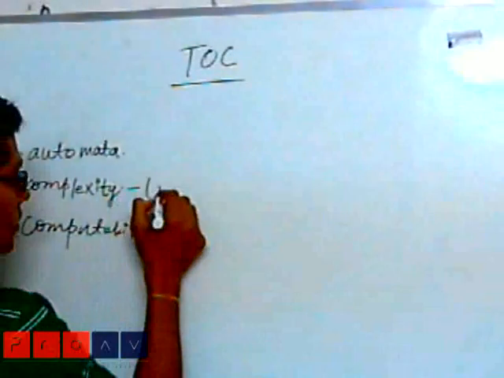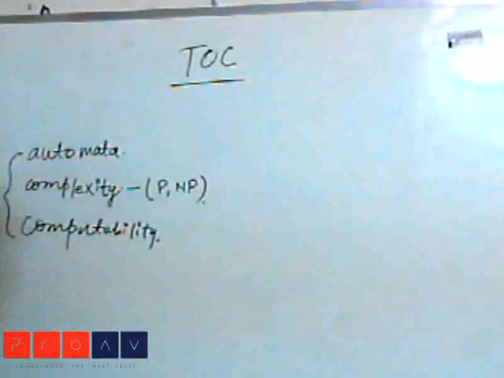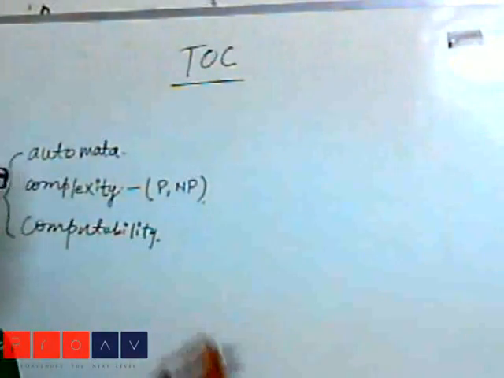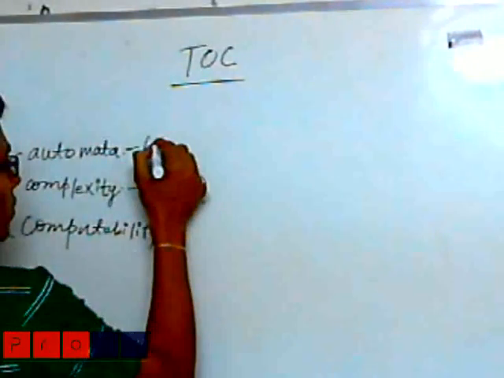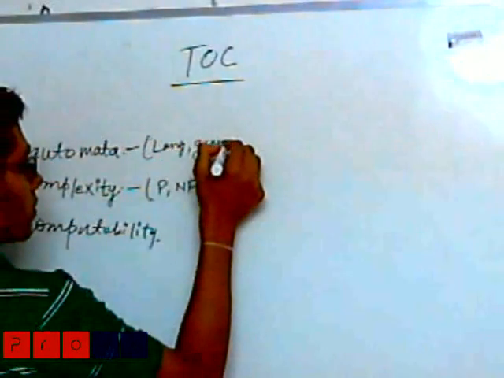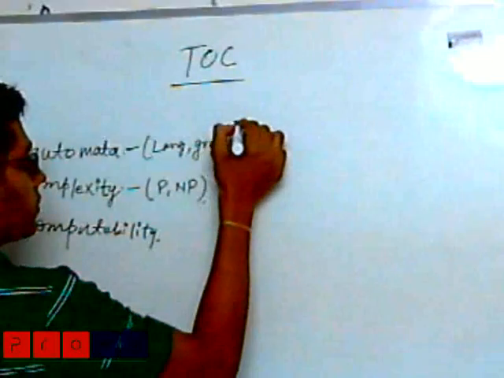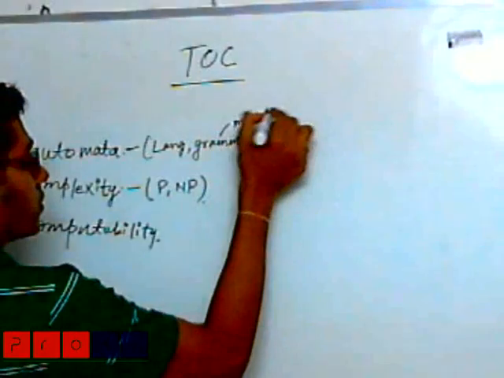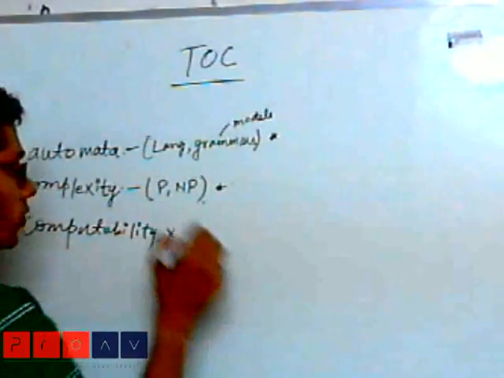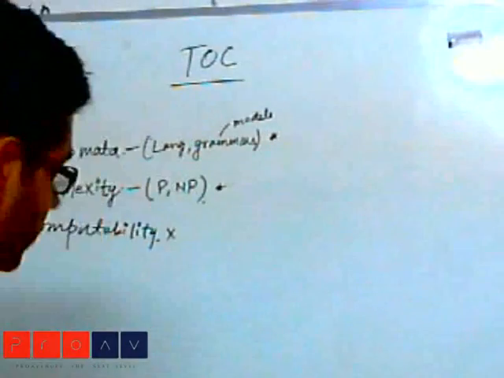In complexity, we are going to see P and NP problems, which is also a part of algorithms. You can refer to Cormen for that, or my class will be sufficient. Automata means all the languages and grammars which we are going to see with the use of different models. These two are most important. Computability we are not going to see. The questions will be formulated from the starting two topics, so we will see these two.